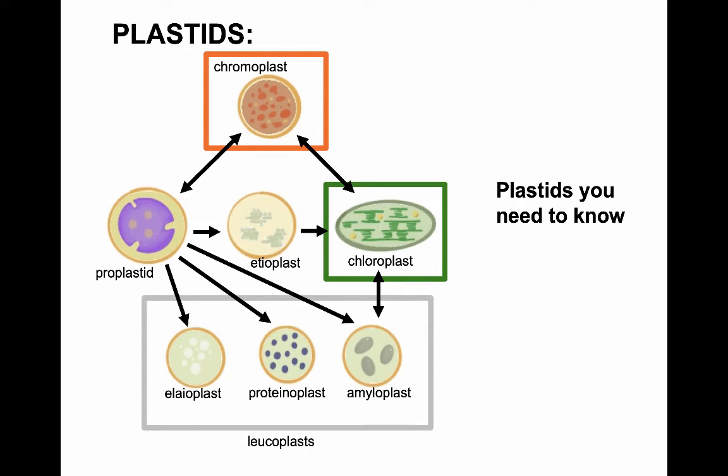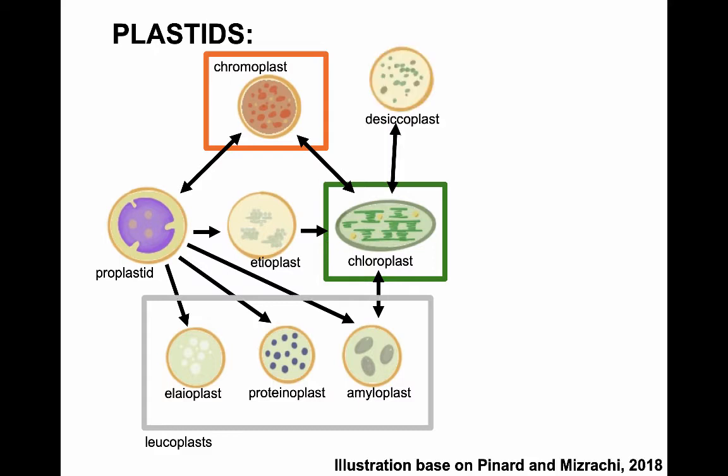When we have leucoplasts, which are colorless, the most common one that we'll see in the lab is the amyloplast, which contains starch and stores starch. There are other ones as well that store protein, proteinoplasts, and we have ones that store oil as well, elaioplasts. Now, proteins and oils are stored in other places in the cell as well, but they are stored in plastids. And so these are the plastids that I would expect you to know, but there are many other ones, and I'm just going to show you a few.